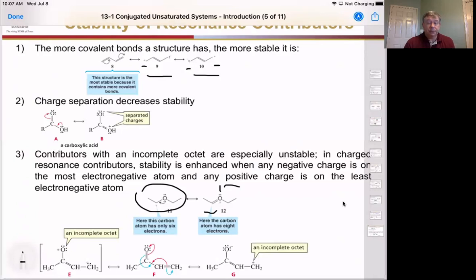So let's look at this last one here. In this possible resonance contributor here, we have a charge separation, but we also have an incomplete octet on that oxygen. Okay, in this resonance contributor, we have charge separation, which also decreases stability, and we have an incomplete octet on the carbon. Okay, so just by kicking these electrons in here and kicking these electrons out here, we're going to get to our major resonance contributor, the one without charge separation, the one with more covalent bonds, and the one with a complete octet on each of the atoms.